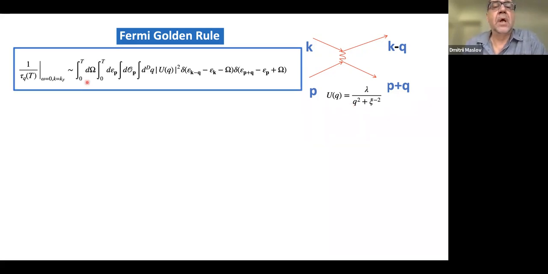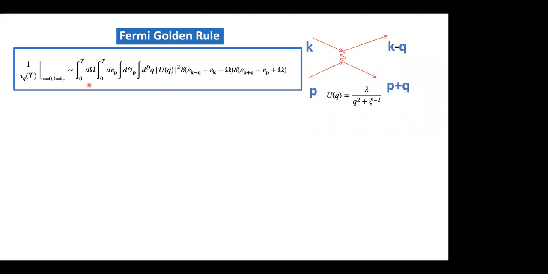Okay, so the Fermi golden rule contains an integral over energy transfer between the fermions, and it's limited by temperature by Pauli statistics. The integral over the energy of the second fermion, epsilon P, is also limited by Pauli statistics. There is an angular integral. We need to integrate over the momentum transfer, with the square of the scattering potential. And then there are two delta functions which represent energy conservation. But because I have two integrals here, which are bounded by temperature, I already have T squared.